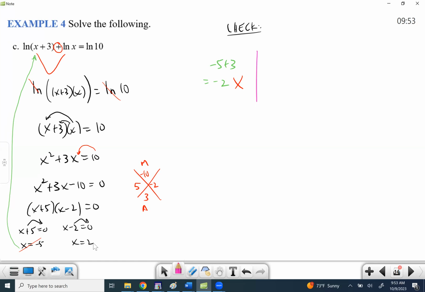So if we substitute 2 in right here, 2 plus 3 does get us something positive. And of course, if we substitute 2 in here, we get something positive. So it looks like we're going to go ahead and keep 2 as the answer.